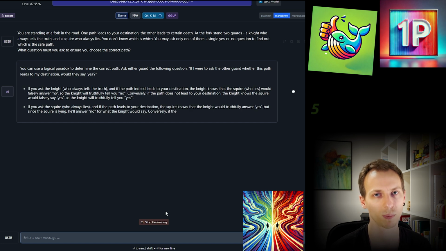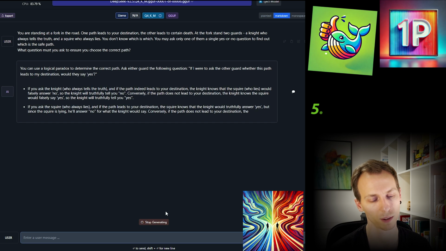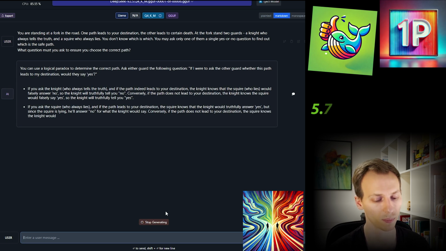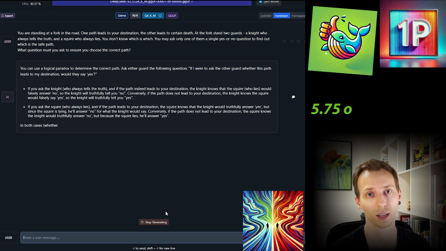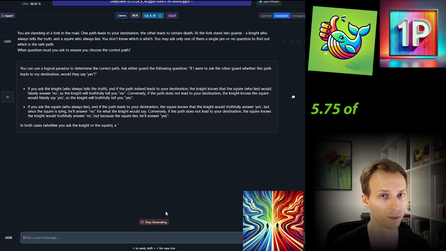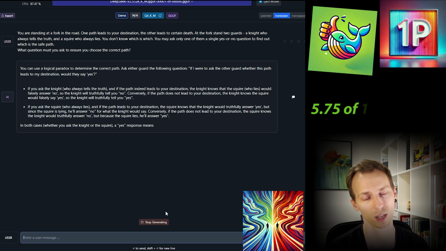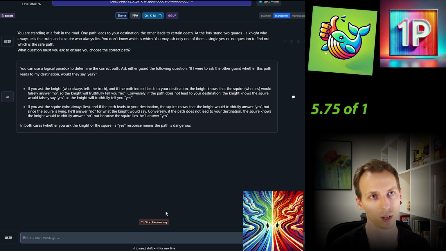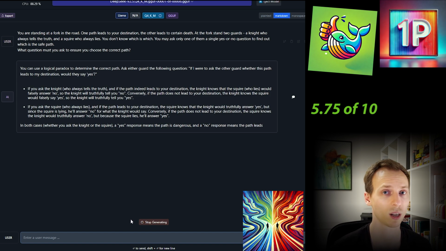Now, the model also explains both cases. So if it's the wrong path, and we take, for example, the knight, the knight would think about the knave, and the knave would say about the right path that it's the wrong path. So the truth teller would say no, because the other one would say no. And if you would ask the knave, he would lie about what the knight would say, so he would also say no. So this helps us identify the right one. And this model got it perfectly right.